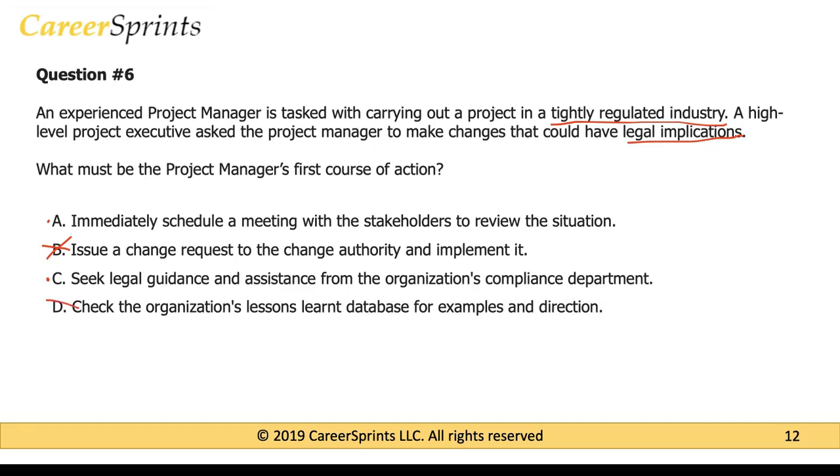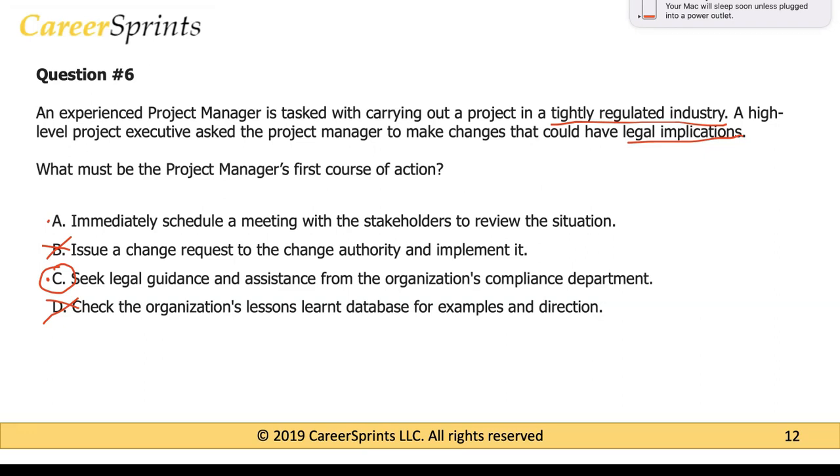So this option is also going to be wrong. So option C is going to be the correct answer. But let's look at option A. Immediately schedule a meeting with the stakeholders to review the situation. Scheduling a meeting in this answer would not be the most appropriate thing to do because the change has already been requested. So there is nothing really to review anymore, right?